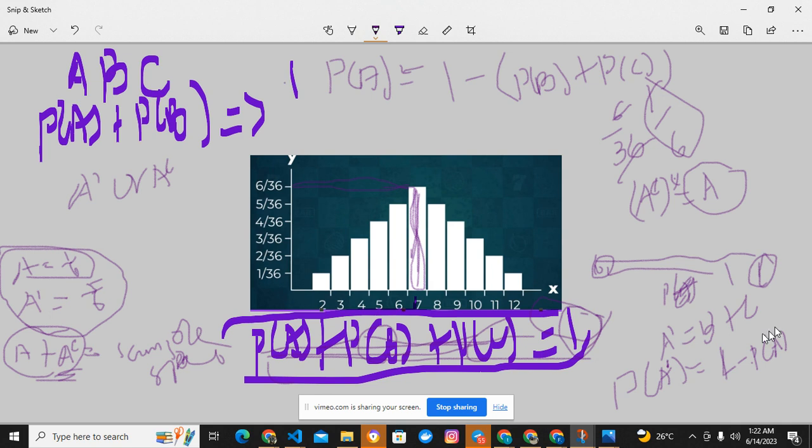Let's say probability of getting 1, 2. Let me clean up this.